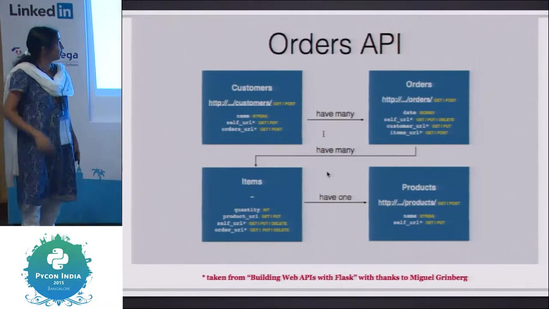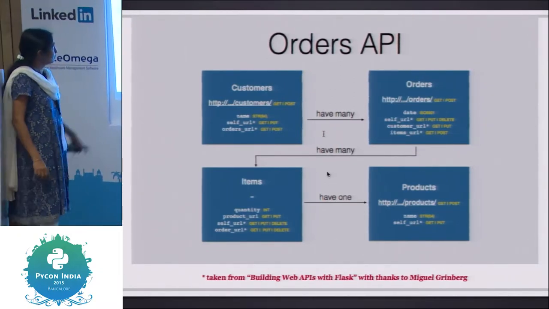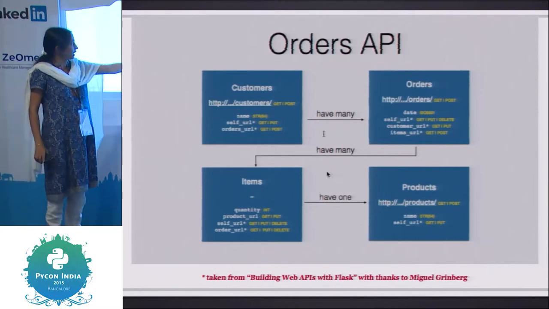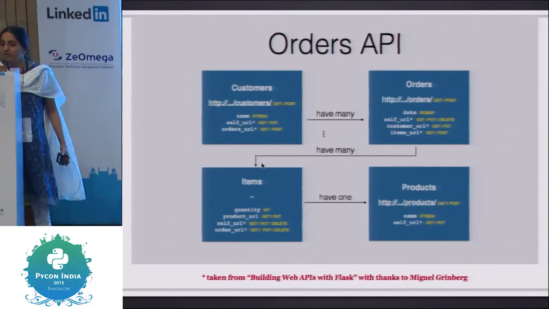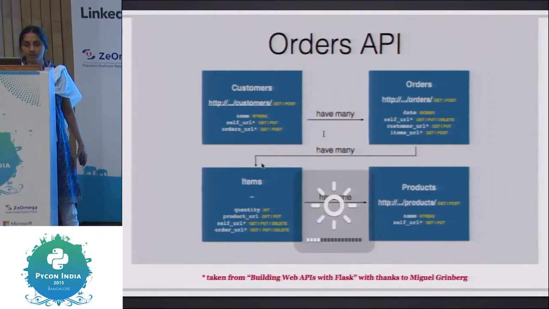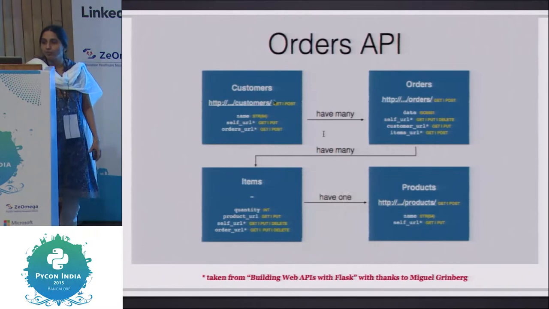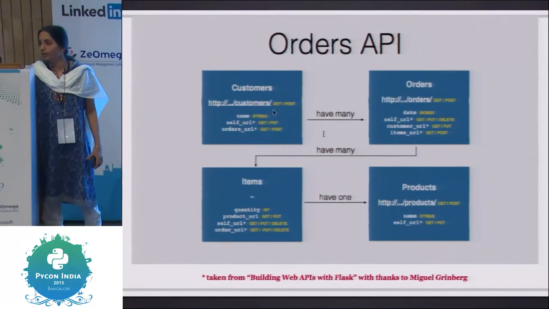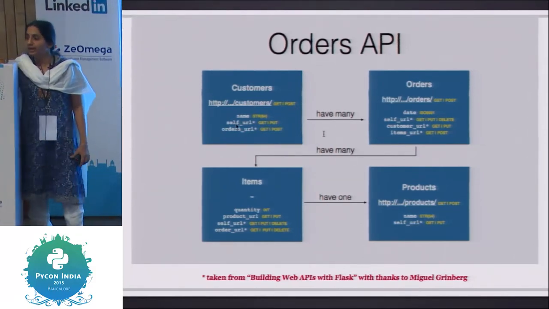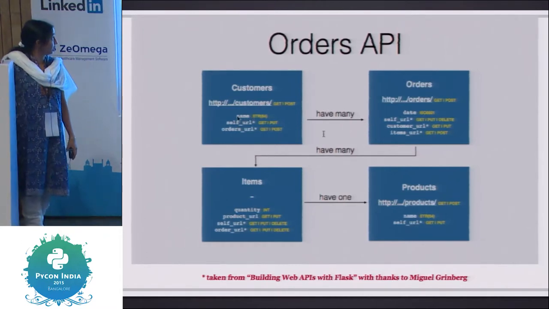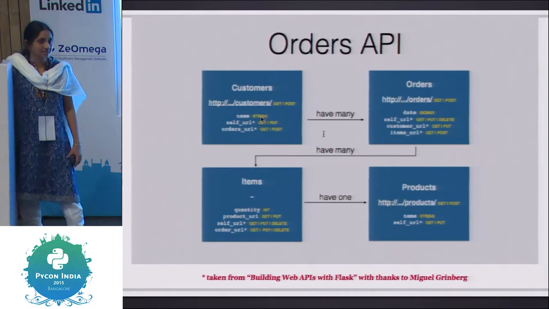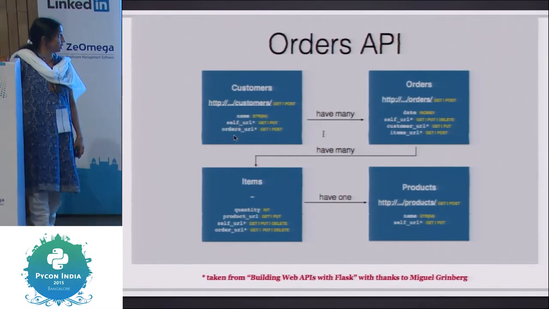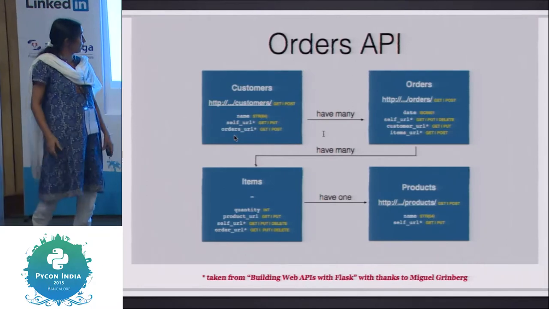Okay, this is slightly blurred. Sorry for that. So this is our example. We have customers, orders, items, and products. This is the documentation that I'm going to give to my API users. The customers endpoint, meaning the customers URL, is going to support GET and POST. What does it expect? It expects a name, which is a string, as an input in the request, and it replies back with a name and the self URL and orders URL in the response.